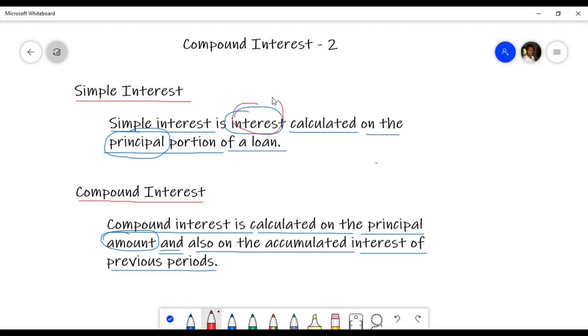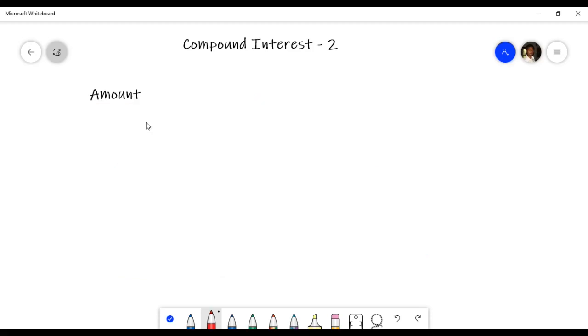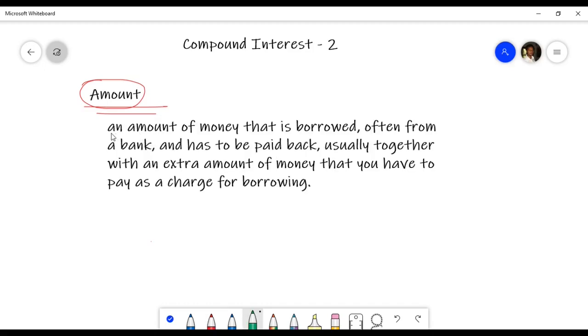Now I would like to put it in with a red line there so that you understand it. Simple interest is calculated on the principal portion of the loan, whereas compound interest is calculated on the principal amount and also on the accumulated interest of previous periods. Let us try to understand what is amount based on compound interest, or let's say commercial maths. An amount of money that is borrowed, mostly often from a bank, and has to be paid back.